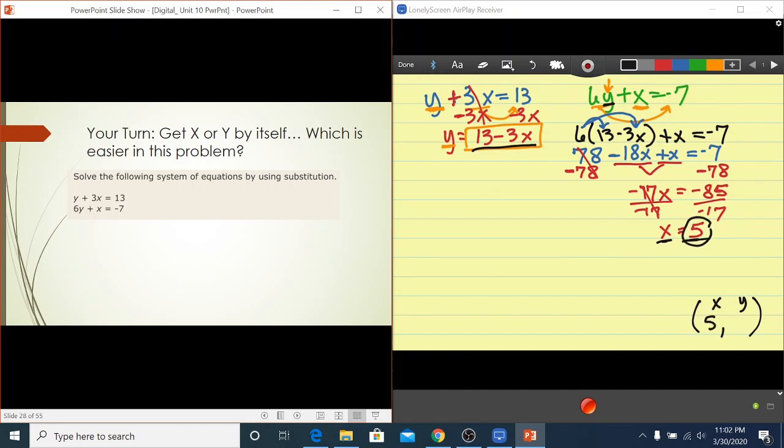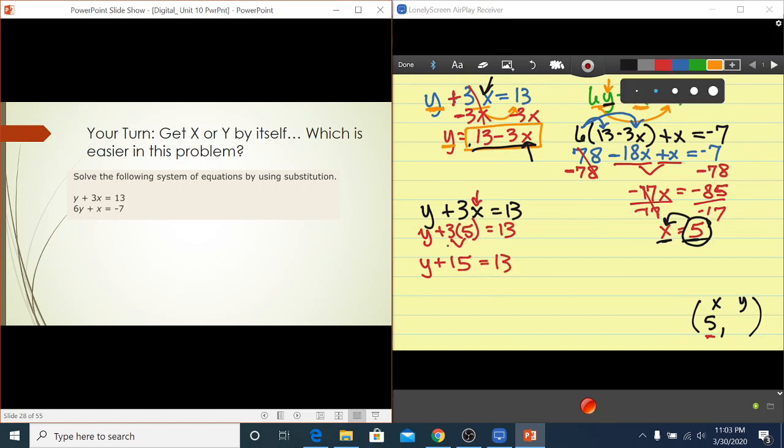We're going to take this and plug it back in place of x. I don't care where, it's all the same equation. Let's just go back to the start, just to make it easy on ourselves and not confuse ourselves here. So replace x with 5. y plus 3 times 5. 3 times 5 is what, 15? Solve for y. We're going to subtract 15. y is worth negative 2. So here's where our two lines are going to cross.